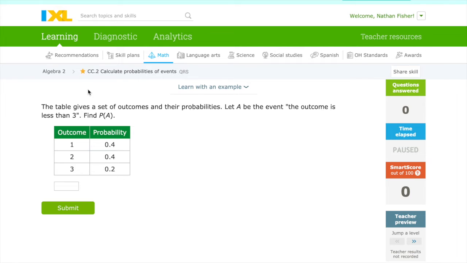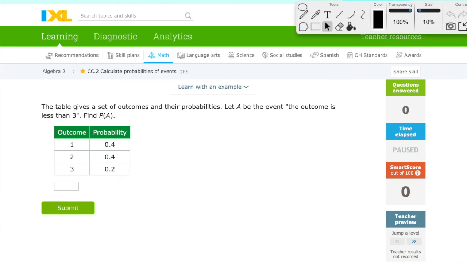Okay, this one says the table gives a set of outcomes and their probabilities. Let A be the event: the outcome is less than 3. Find, when I see this, all that does is it reads the probability of A, and we know A is the outcome is less than 3. So really what this is saying in this case is find the probability of, in parentheses, the outcome is less than 3.